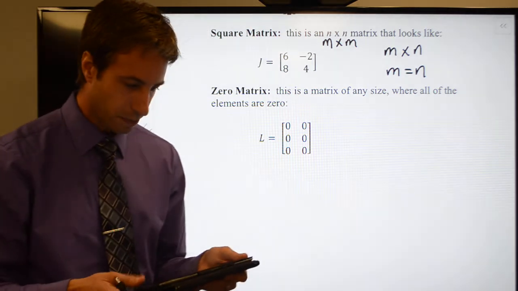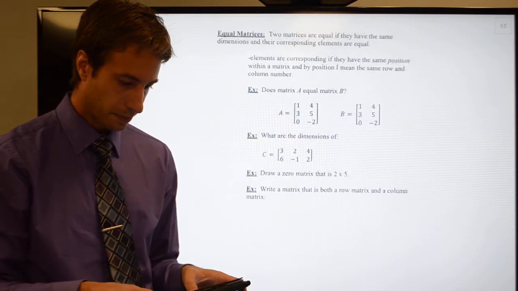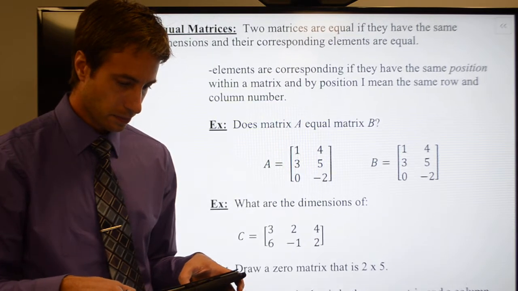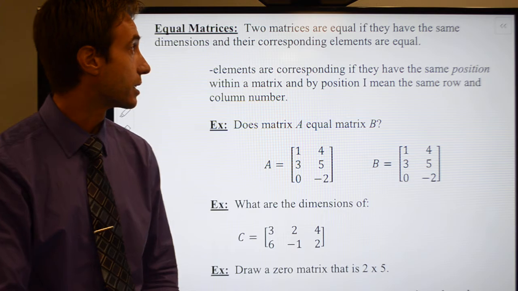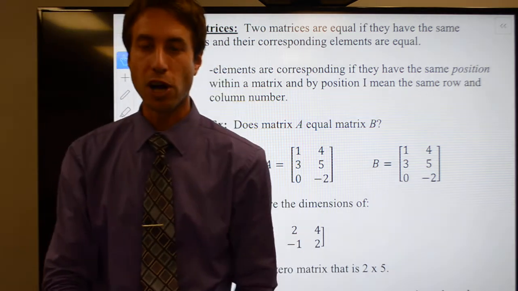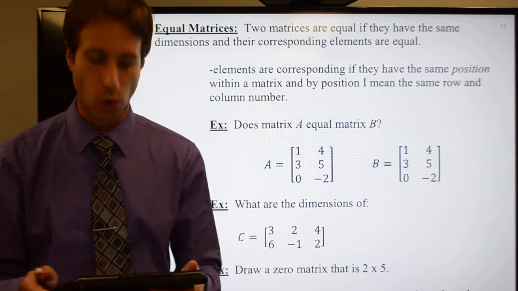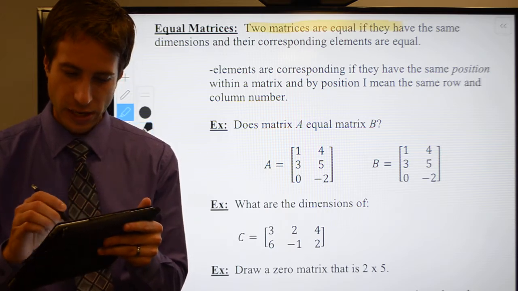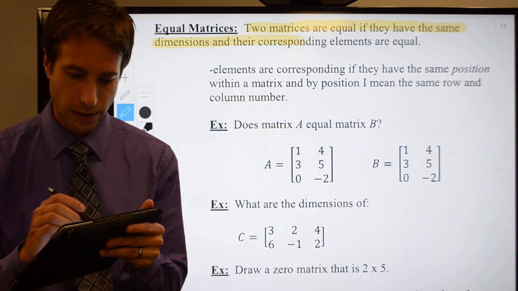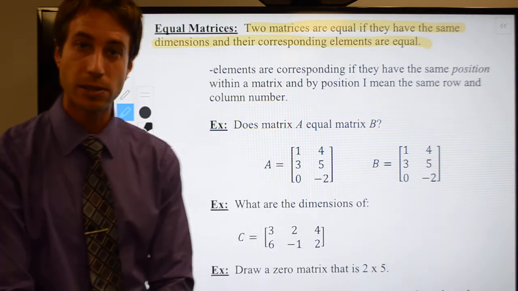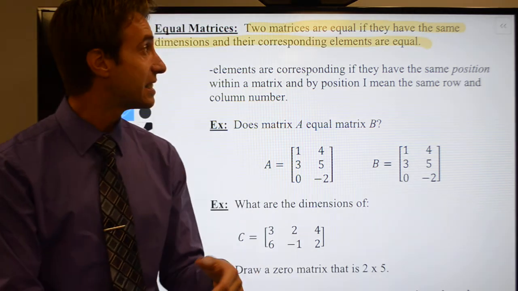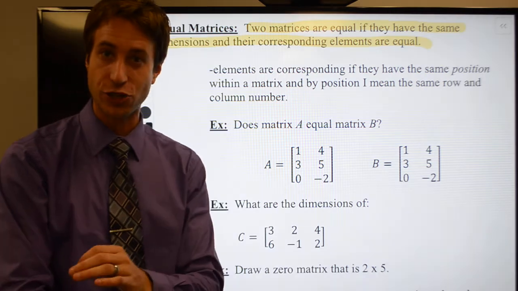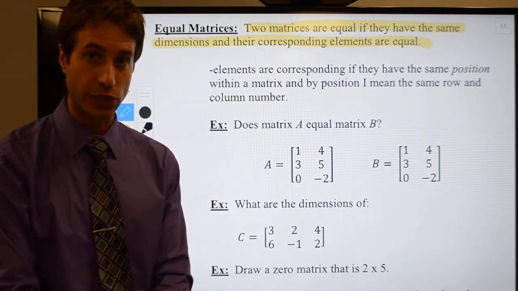So here's what we're going to do. Let's get some practice with matrices. First of all, it is totally possible to have matrices that are equal to one another, and here's how it works. Two matrices are equal if and only if they have the same dimensions and all of the elements in corresponding positions are equal to each other.